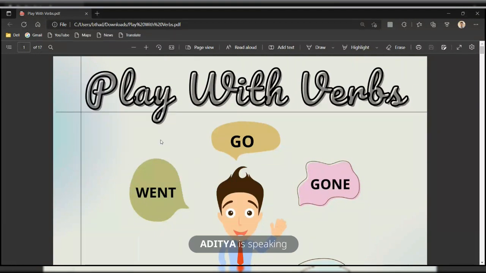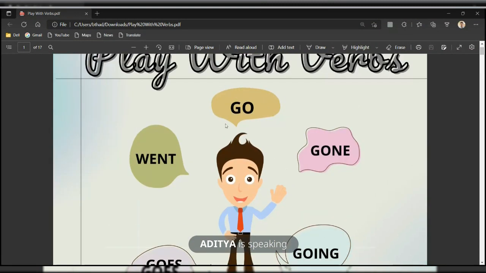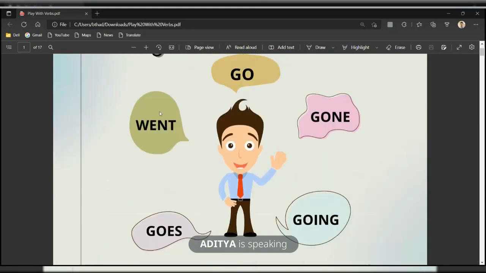Now I'm going to teach you to play with verbs. We have five forms: verb first form, verb second form, verb third form, verb fourth form, and the last one, verb fifth form. Suppose a word came, that is go. So go, simply go. What is the verb second form of go? That is went. What is the verb third form? That is gone. And the fourth, that is going, and fifth goes.